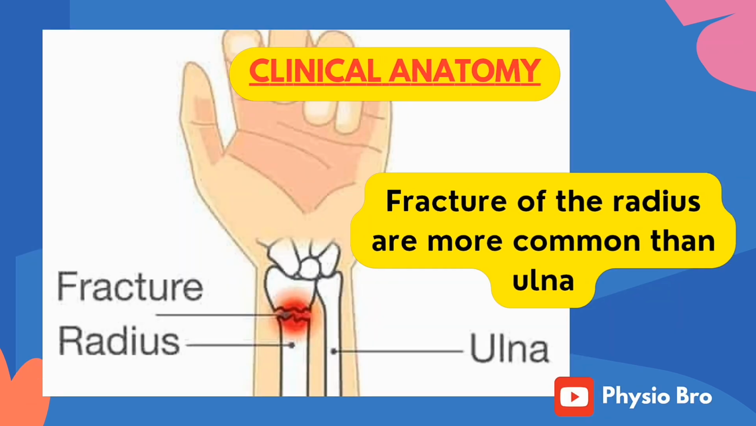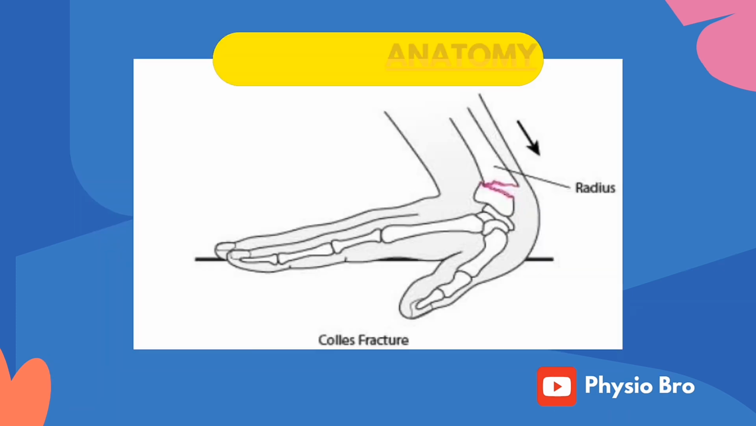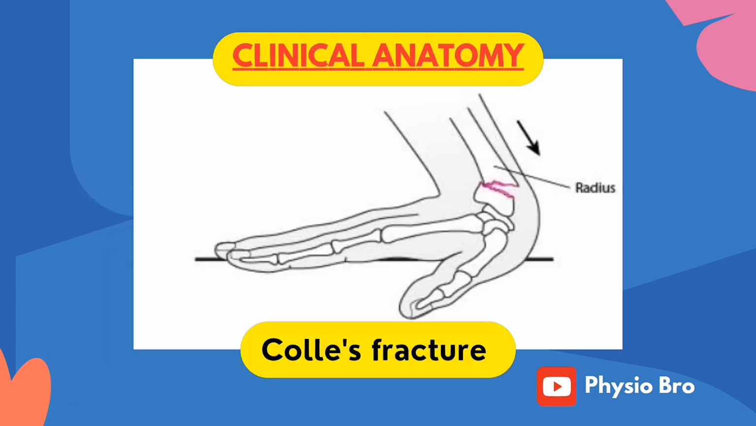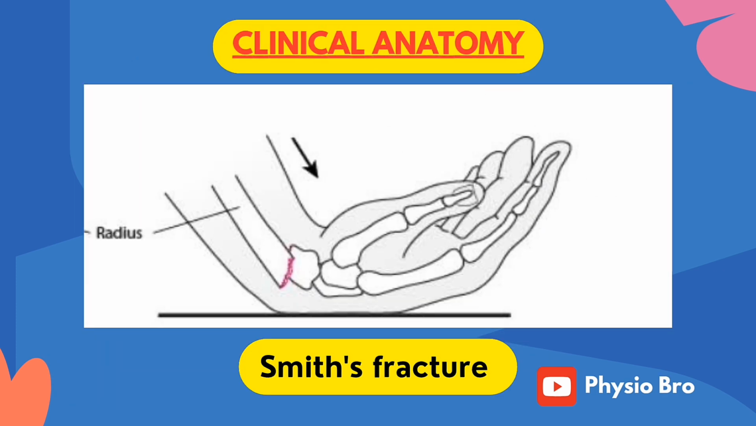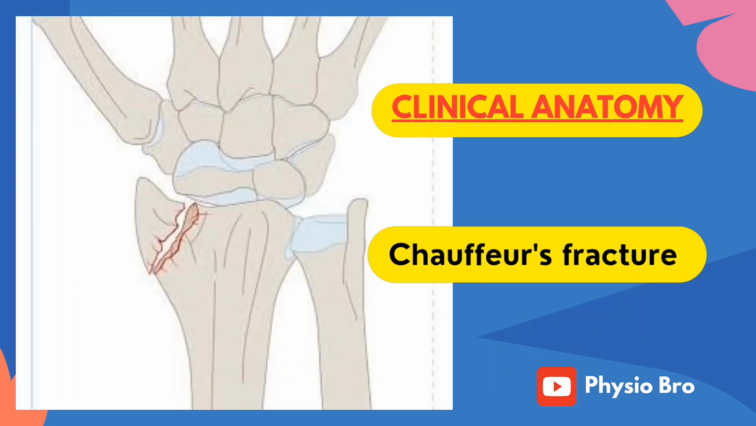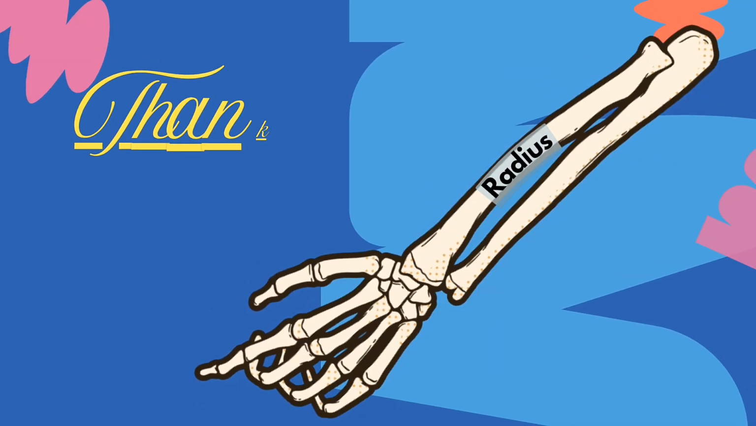Clinical anatomy. Fractures of the radius are more common than ulna, caused by falling onto an outstretched hand. Some common fractures of radius are Colles fracture, Smith's fracture, Schoeffer's fracture.